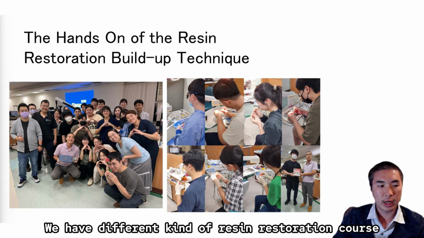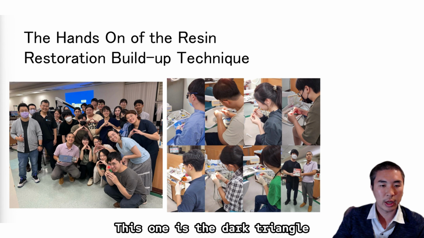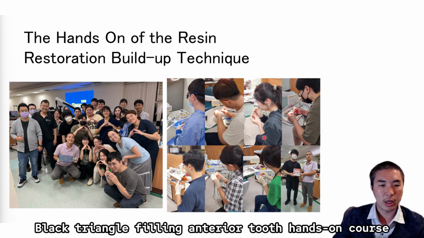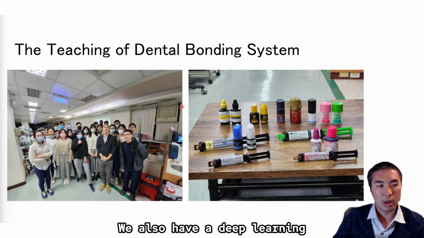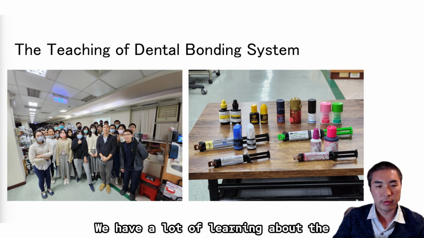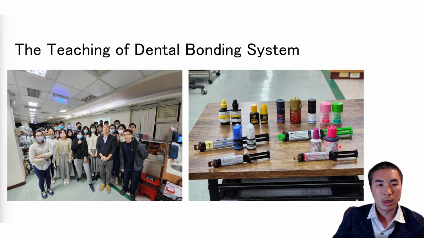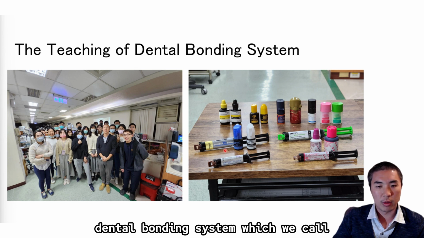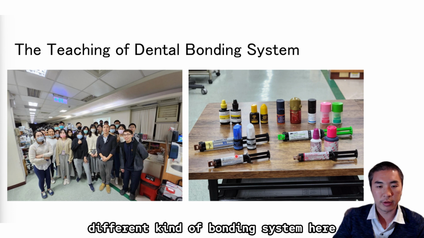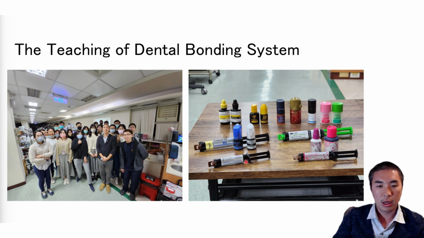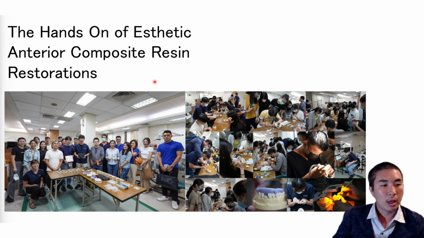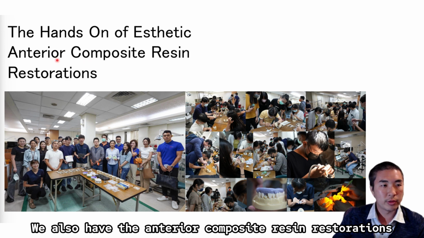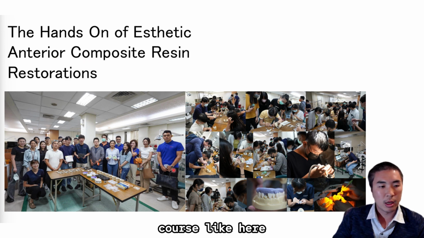And we have different kinds of resin restoration courses. This one is the black triangle filling hands-on course for anterior teeth. We also have deep learning about the dental bonding system. We have all these different kinds of bonding systems here to talk about what the differences are between them. And we also have the anterior composite resin restoration course like here.